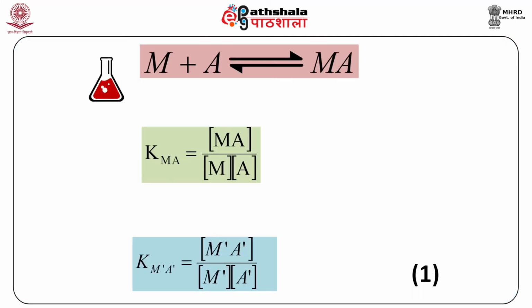Consider a general reaction where the metal M reacts with ligand A to form a complex MA. Now, here the stability constant KMA is equal to the concentration of the complex MA divided by the product of the concentration of metal M and the ligand A. Now, in the presence of another metal ion, K dash is equal to the concentration of MA dash divided by the product of the concentration of M dash and A dash.